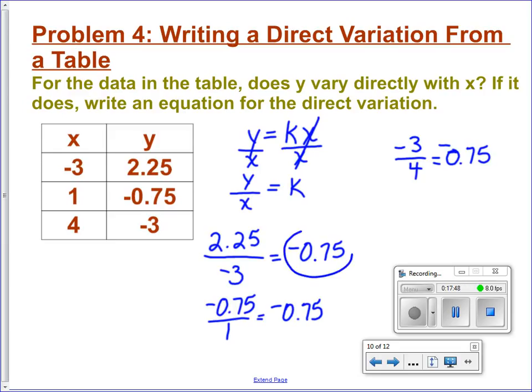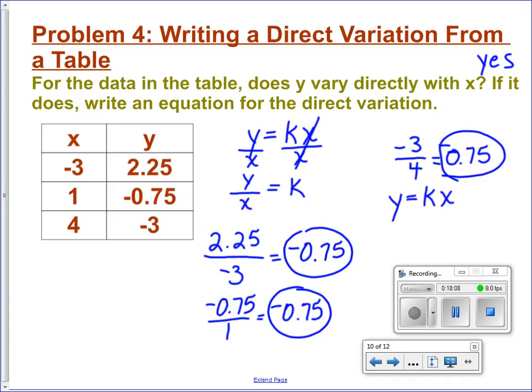So because all of these are the same, we can say yes, y does vary directly with x, and our equation would be, going back to our model, y equals kx, all we do is substitute that constant, negative 75 hundredths, into the equation. And that would be our equation for the direct variation. y equals negative 75 hundredths times x.